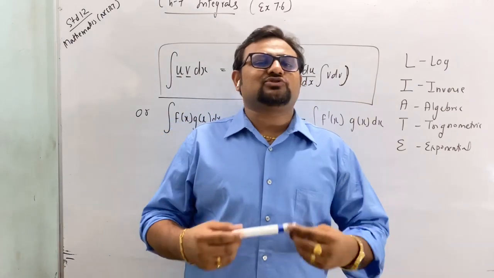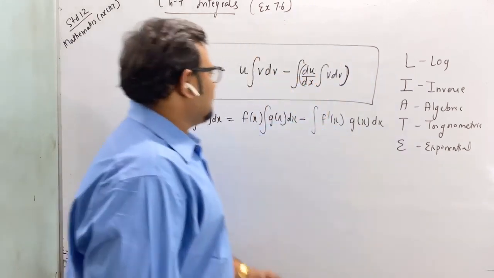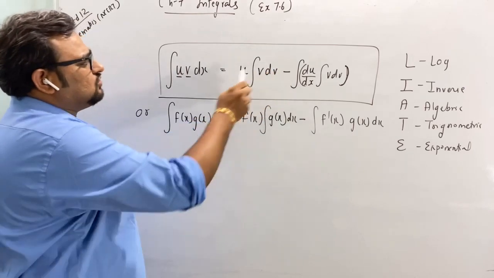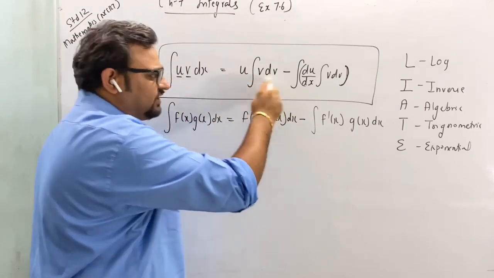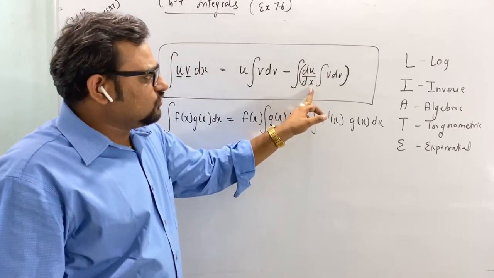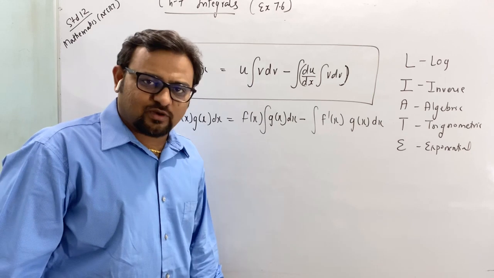So similarly we will also do integration. This is called integration by parts. Integral of uv dx is u as it is times integration of v, minus the integral of derivative of u and integration of v. Clear? This is the formula.